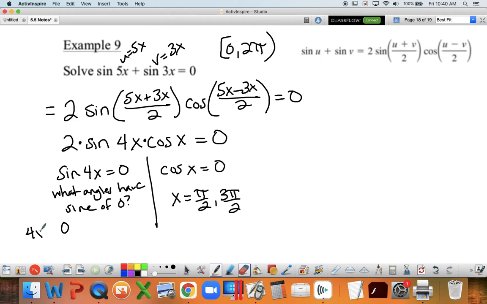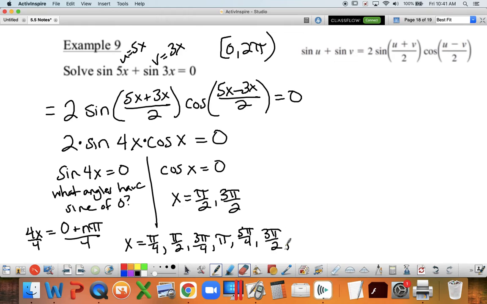So we're going to say 4x is equal to 0 plus n times pi. But I want to divide by 4. So when I do that, I'm going to wind up with all of these different fourth angles that are going to work. X can equal pi over 4. It can equal pi over 2, but we already knew that. It can equal 3 pi over 4. It can equal 4 pi over 4, which is just pi. It can equal 5 pi over 4. It can equal 6 pi over 4, but we already knew that, 3 pi over 2. It also can equal 7 pi over 4.